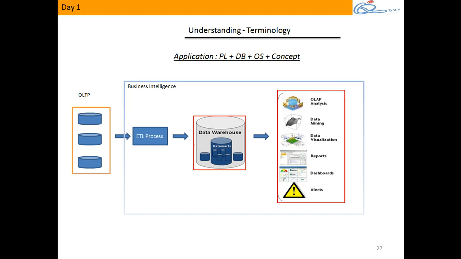Now in the same way, when I say BW is an application, it must have programming language, database, OS, and then concept. Yes or no? So the programming language used for developing BW is ABAP. ABAP is a proprietary language of SAP, which is built with C and C++, and it is used to develop every product of SAP. All the products like BW, CRM, ECC, APO, all those are developed using ABAP as a language.